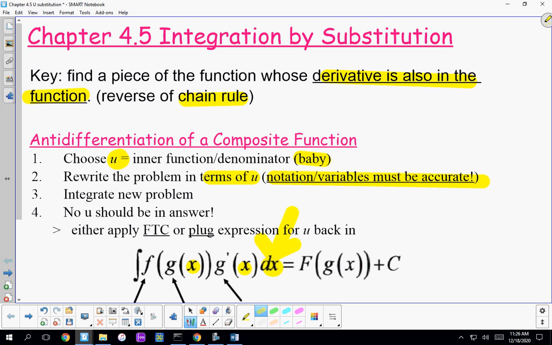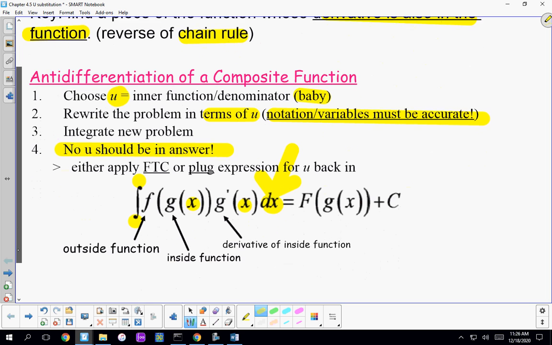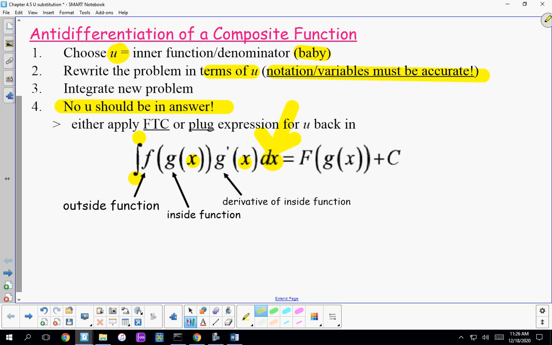And then the key here is that we don't want any u's in our answer. So if we end up with a u, we do have to plug it back in. If, however, we have a definite integral, with numbers at our bounds, we're actually going to get a numeric answer, so there's no reason to plug u back in. So we need to think about that.